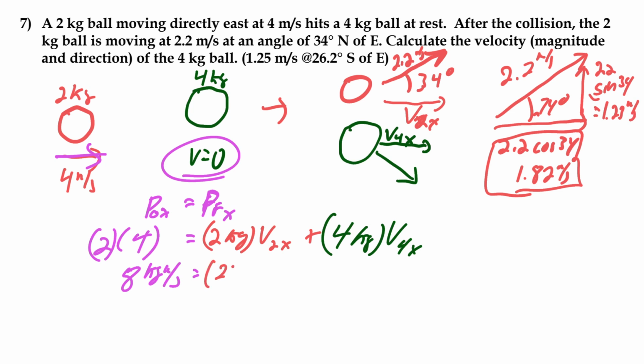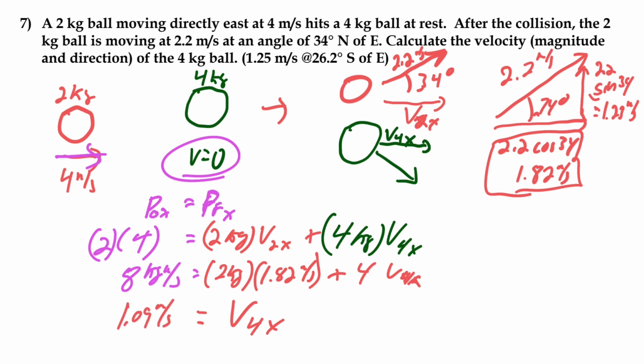All right, so that means the momentum of this ball is 2 times 1.82 meters per second. Okay, and then we'll just leave this one alone, 4 times V4x. So notice what we can do. We can go ahead and solve for V4x. I'm going to leave it to you to do the algebra on this one. I'm going to go ahead and do it, and I get a velocity of 1.09 meters per second. So again, that's the velocity V4 in the X direction.